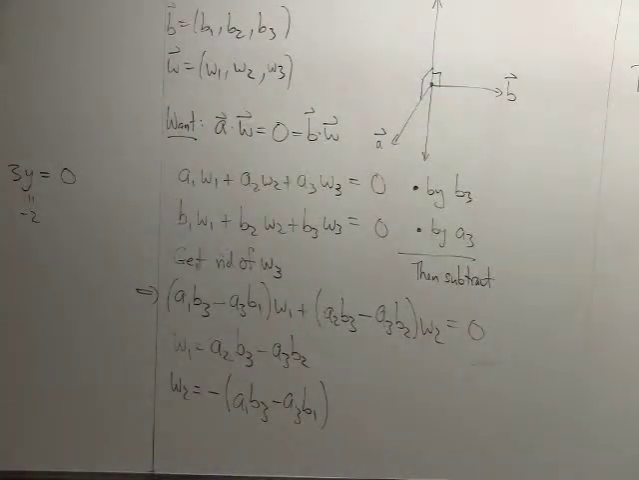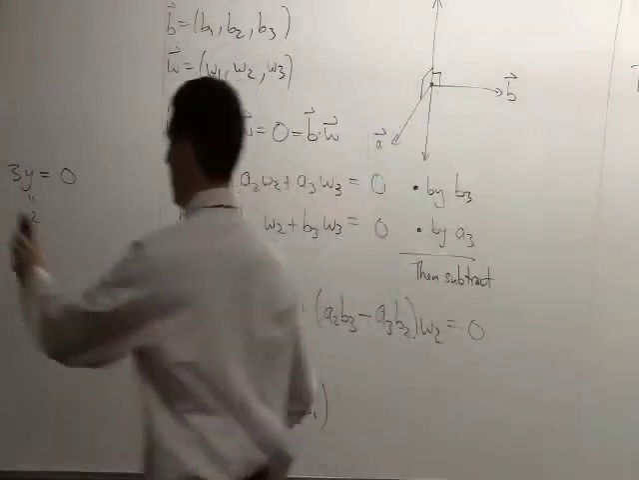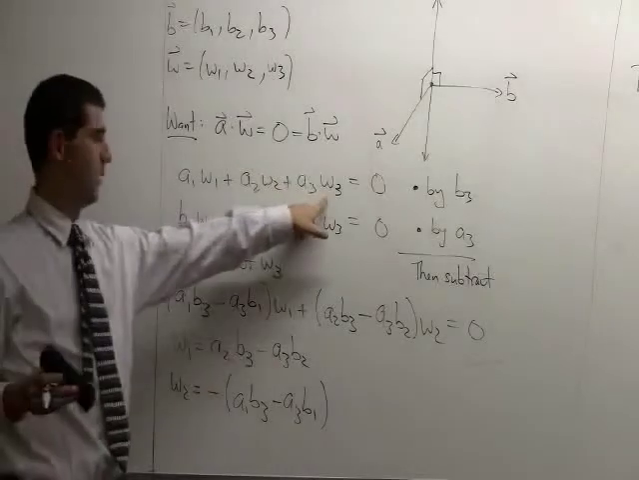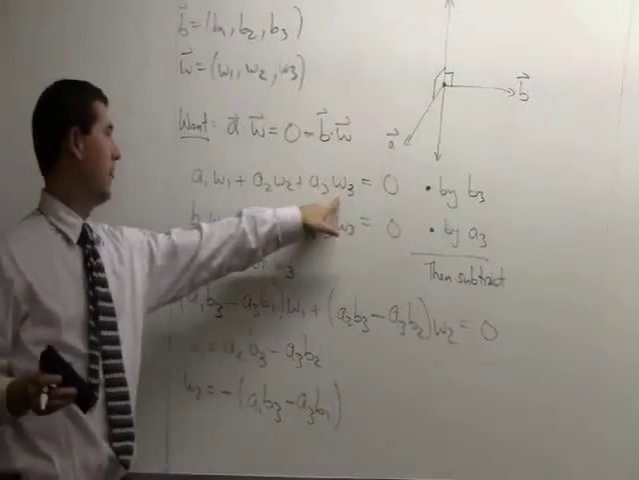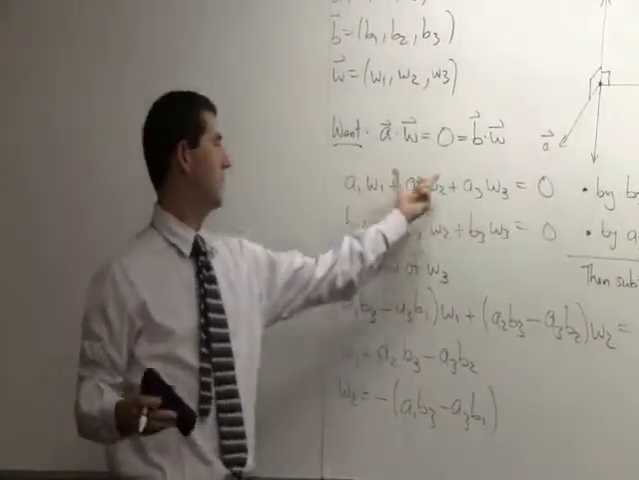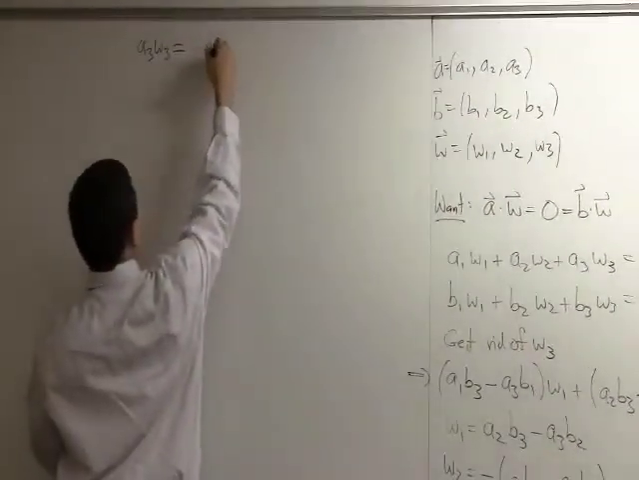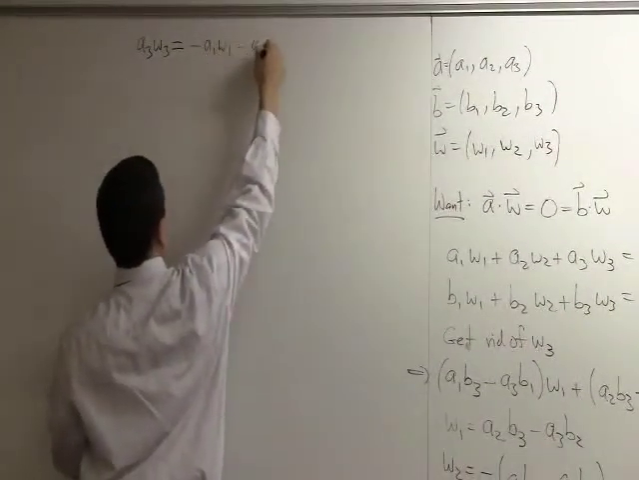Okay, so that's W1 and W2. We probably want to get W3 now. So how do we get W3? Well, we know that A3 W3, I can solve for it. I just move these to the other side. So this is negative A1 W1 minus A2 W2.